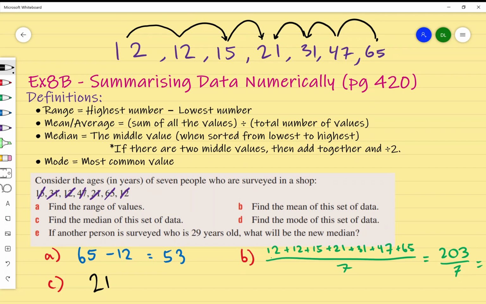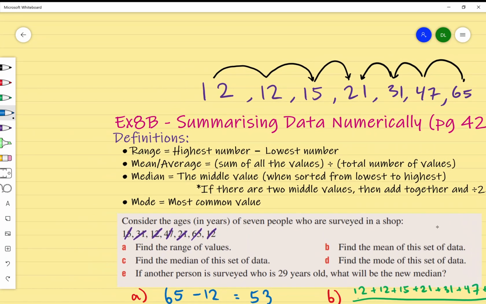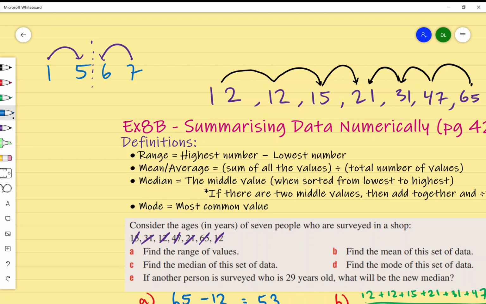Now, if there are two middle values, now in this situation there's not, but let's say that we have a situation where our numbers are 1, 5, 6, 7. Let's say that's our answer. If I go backwards, I go 1, 2, 1, 2. You'll notice that there's no number in between those, and so the median is actually the gap in the middle. So what we would have to do is add them together, and then divide by 2. So I'd add these two numbers in the middle together, 5 plus 6, and I divide it by 2, which would ultimately give me 5.5, which is the number right in between.